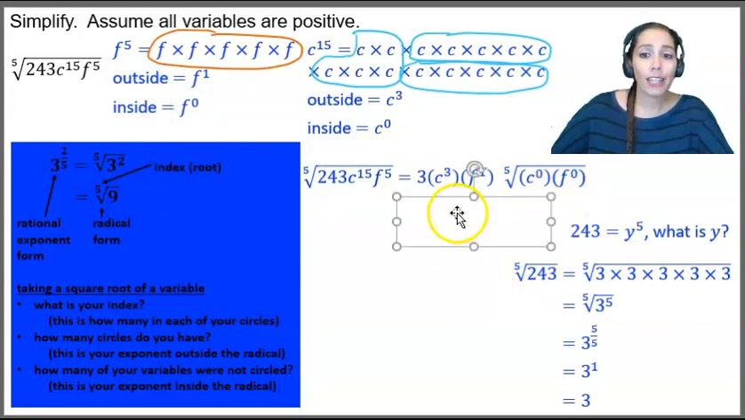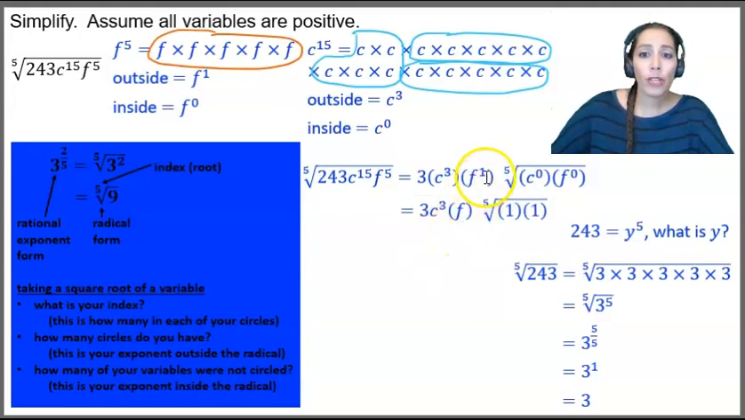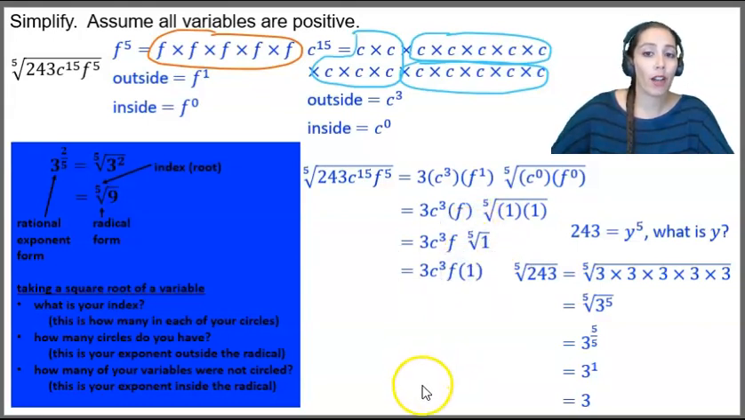From here, we can go ahead and just simplify a little bit more. We know f to the 1st, anything raised to the 1st power is just the base, and anything raised to the 0 power is always 1. And then from here, we can reduce a little bit more. 1 times 1 is 1. What this is asking us is, what to the 5th power equals 1? Well, 1 to the 5th power equals 1. So I can just substitute 1 in for the 5th root of 1. Then from here, we just multiply everything together, and I get my final answer of 3c cubed f.